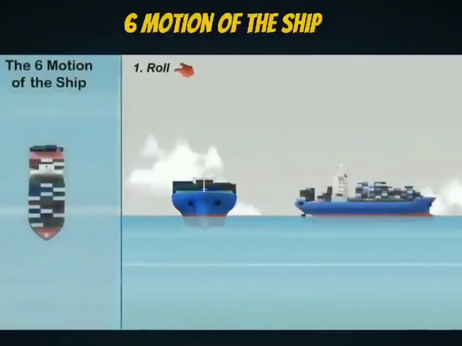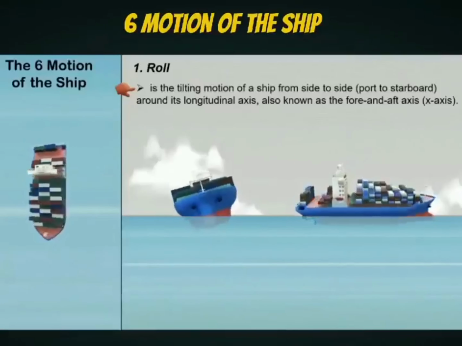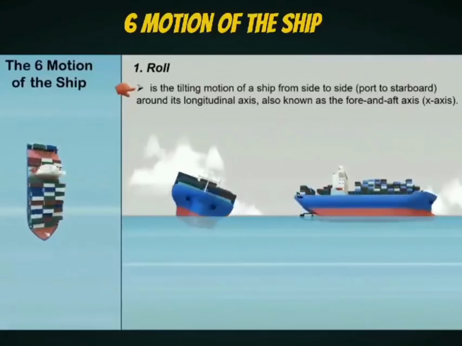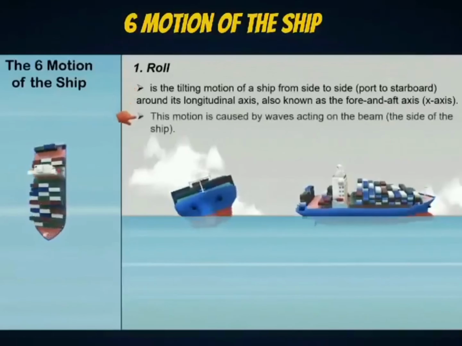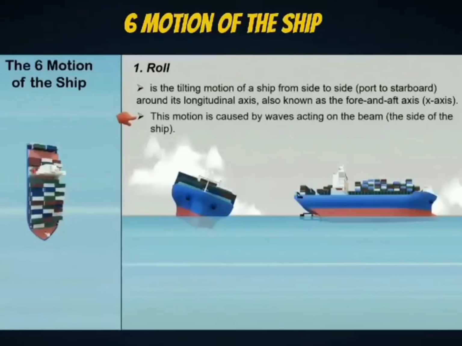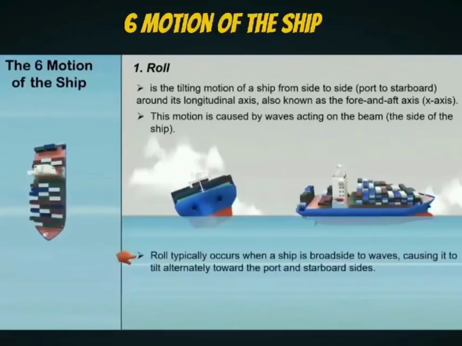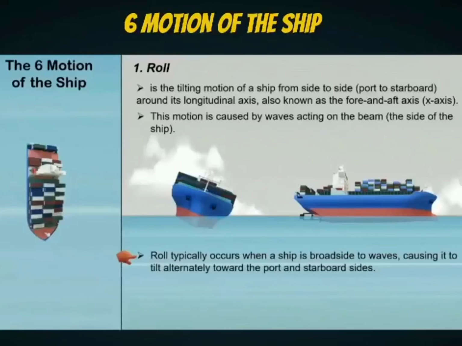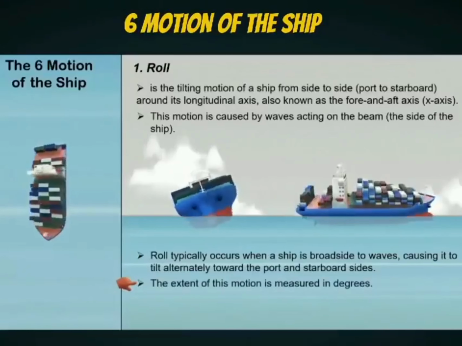Let's start with the ship's motion known as roll. Roll is the tilting motion of a ship from side to side, port to starboard, around its longitudinal axis, also known as the fore and aft axis or x-axis. This motion is caused by waves acting on the beam, the side of the ship. Roll typically occurs when a ship is broadside to waves, causing it to tilt alternately toward the port and starboard sides. The extent of this motion is measured in degrees.